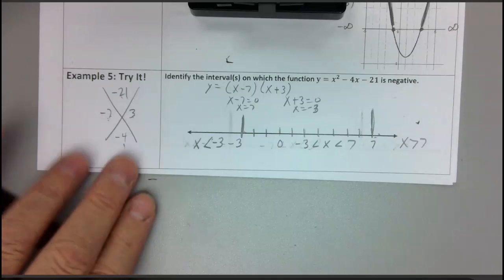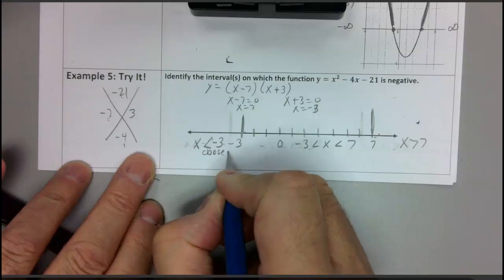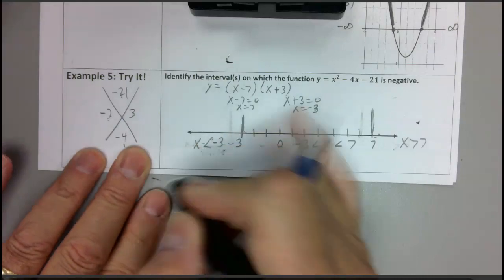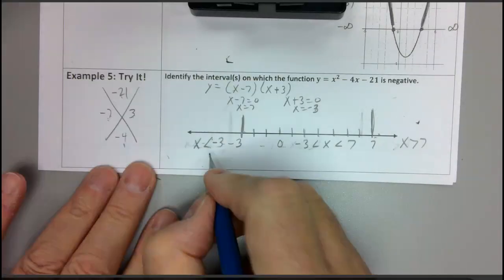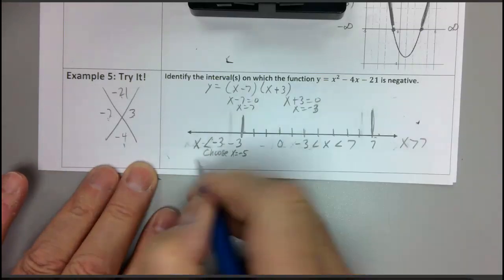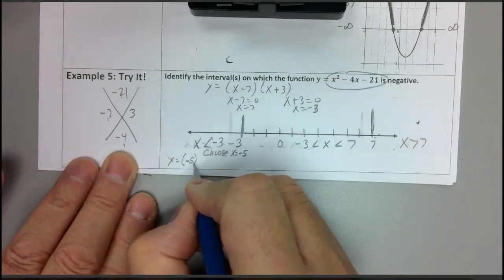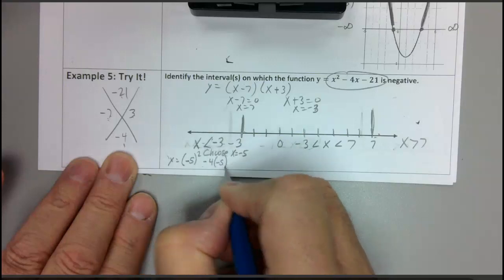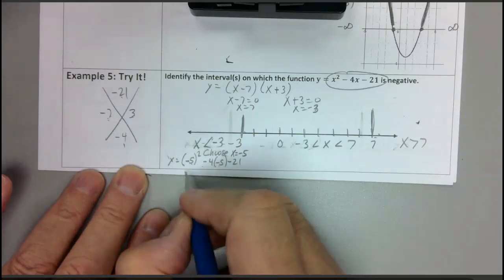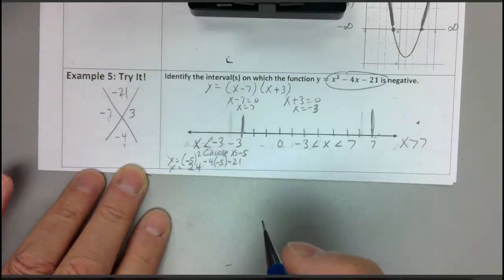So I'm going to choose out here negative 5. Okay, so I'm going to plug it in. So y equals negative 5 squared minus 4 times negative 5 minus 21. This gives me 25 plus 20 would be 45 minus 21 would be 24. So I get 24. So this one here is positive.